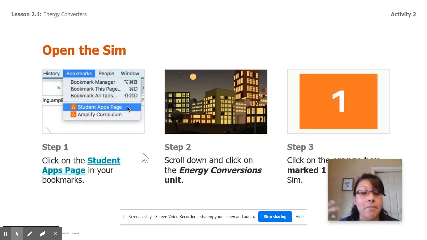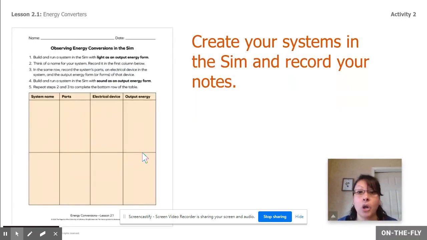If you have access to the sim, I'm going to tell you one more time how to get into it. You're going to click on your student apps in your bookmarks, scroll down to the unit we're in, energy conversions, and click on the orange number 1 in the box. If you don't have access to the sim, that's okay. We're going to do this activity together in the very next video. Don't forget, you need to create your systems in the sim and record your notes. Make sure that, again, 2 systems, light as an output energy form and then sound as an output energy form. I will see you in the next activity.